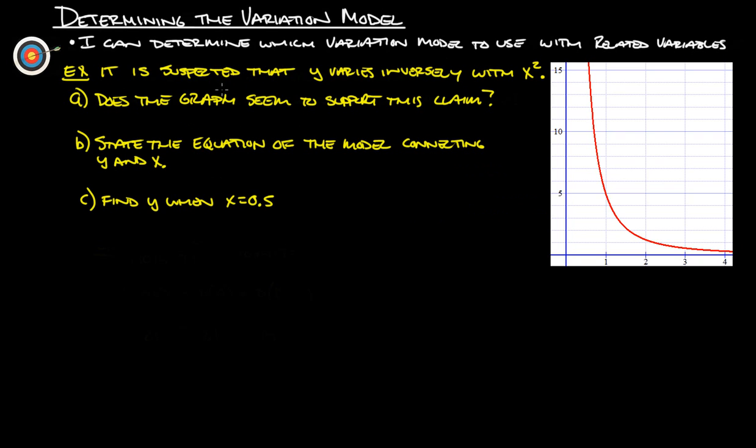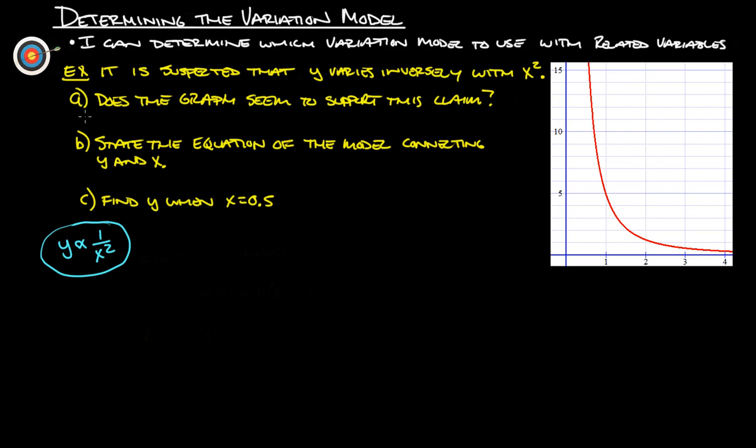Example. It is suspected that y varies inversely with x squared. Before I even answer any of these questions, let's write ourselves a direct variation. If it varies inversely with x squared, we know that y would then vary directly with 1 over x squared, because that is the inverse of x squared. So that's our little direct variation statement there.